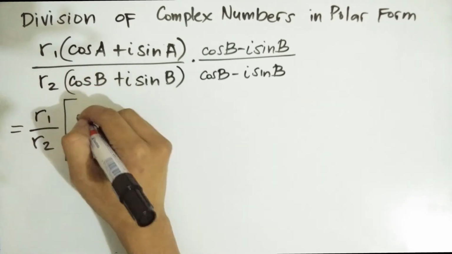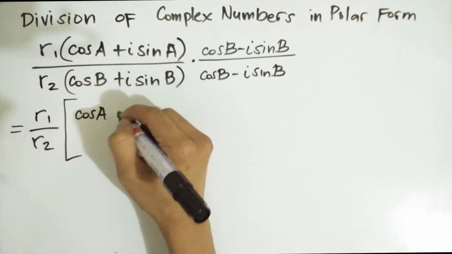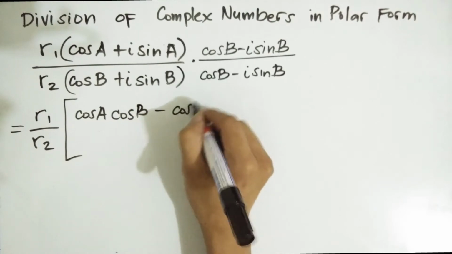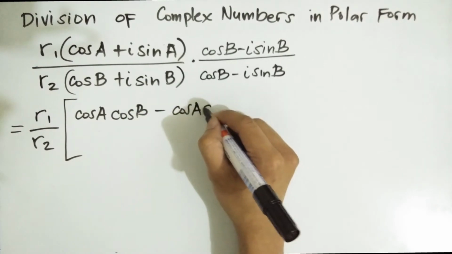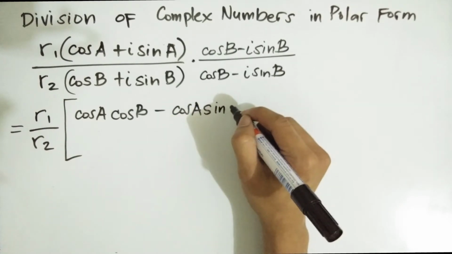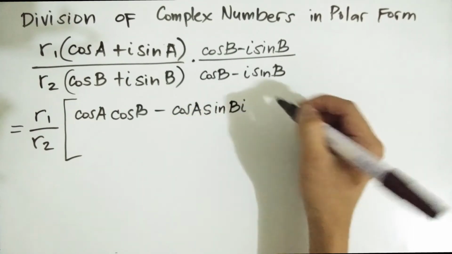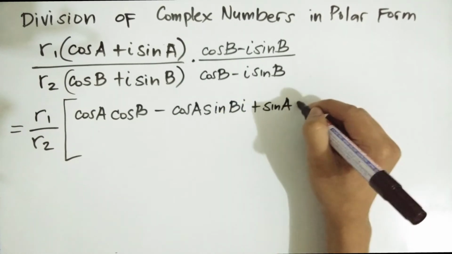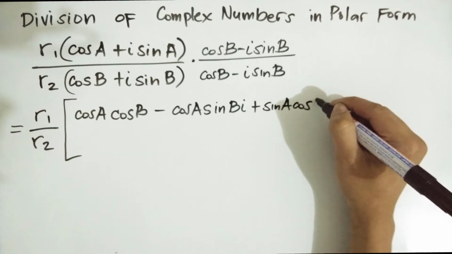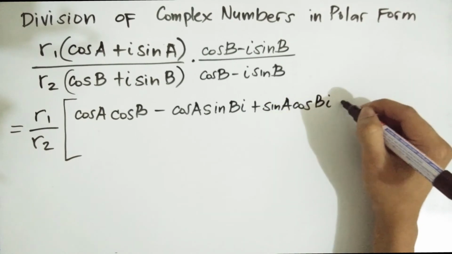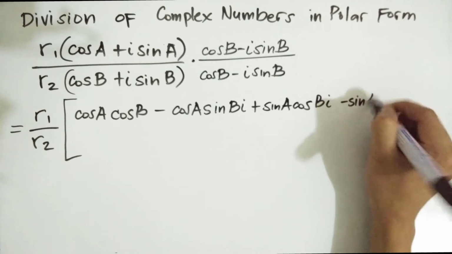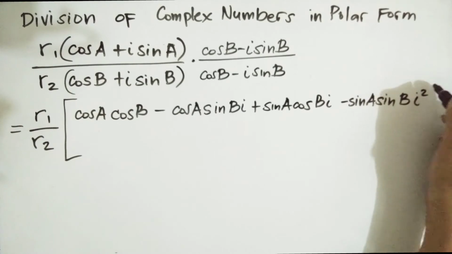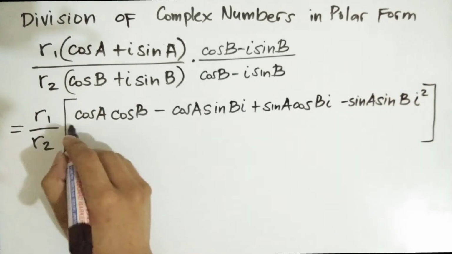For the numerator, that would be cosine of A cosine of B minus cosine of A sine of B times I plus sine of A cosine of B times I minus sine of A sine of B times I squared. So that is for the numerator.